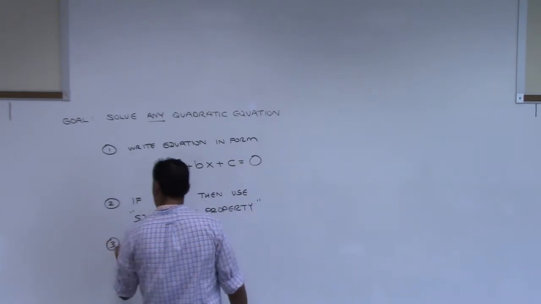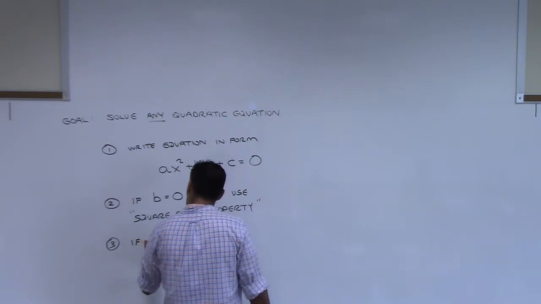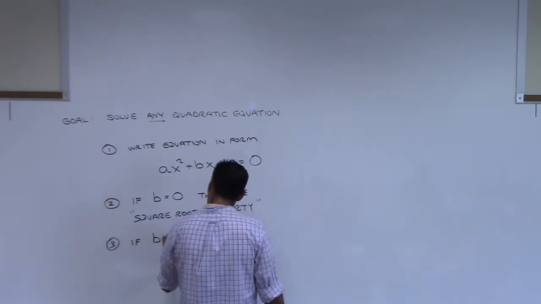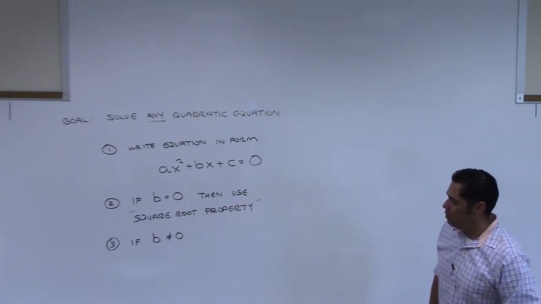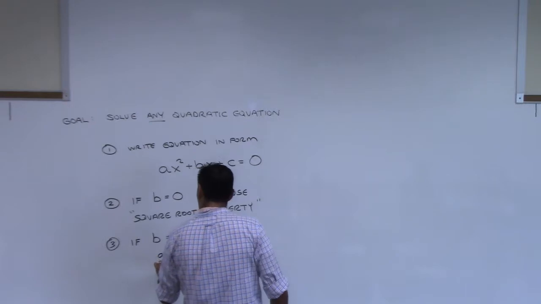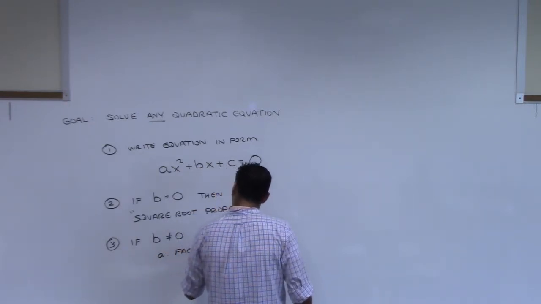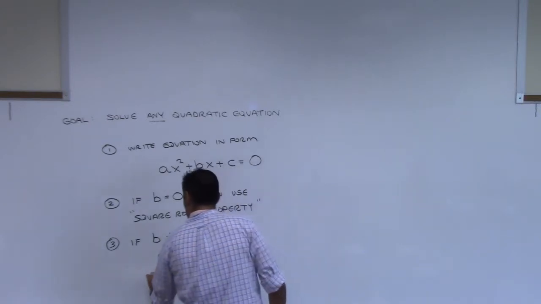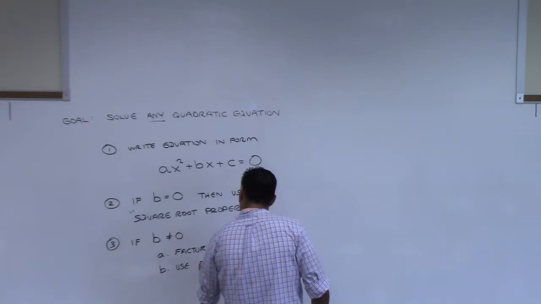Third step, if b is not 0, we're going to do one of a few things. We're either going to A, factor, or B, use what's called the quadratic formula.